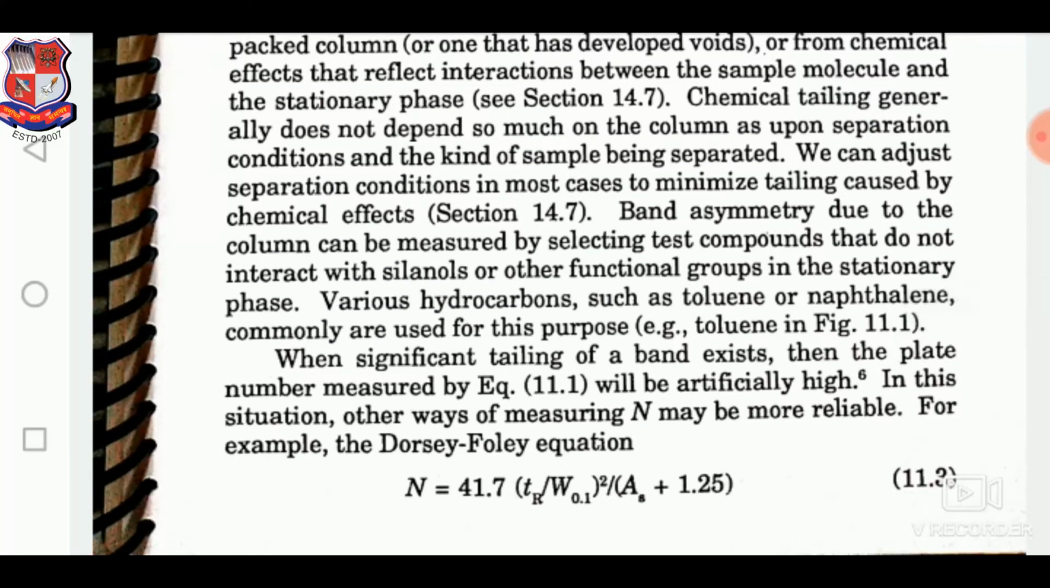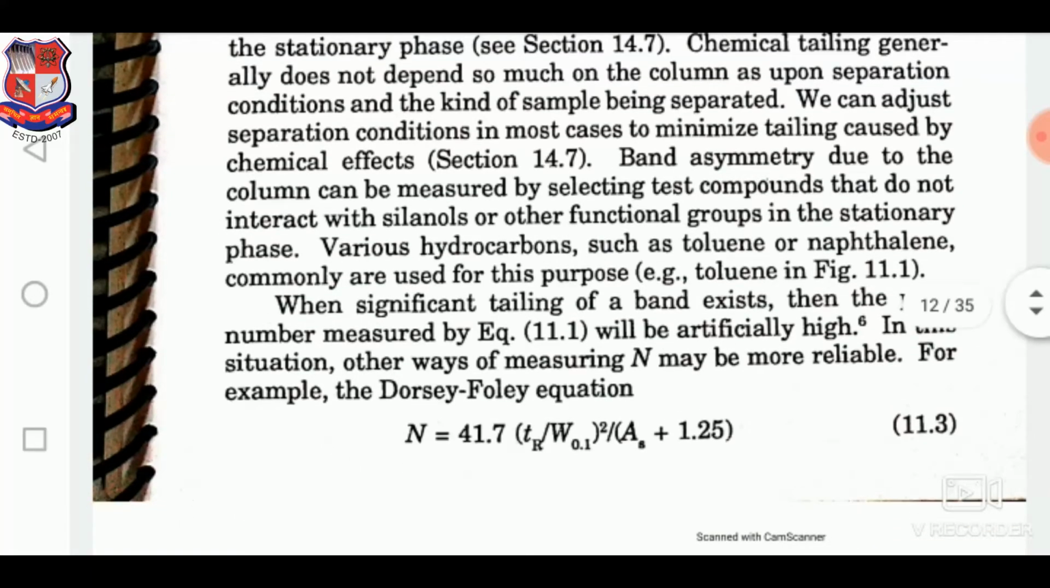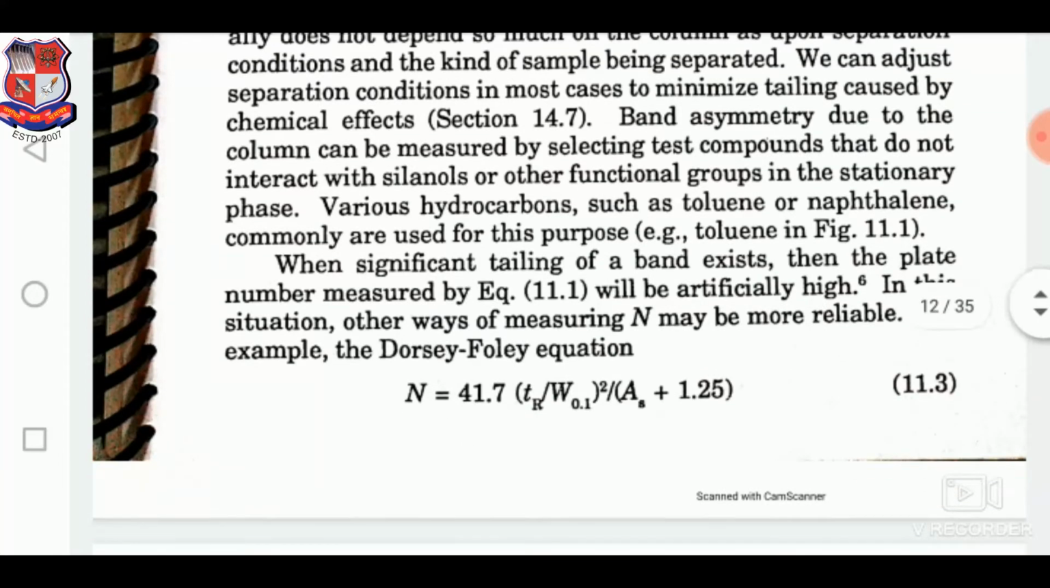Band asymmetry due to the column can be measured by selecting test compounds that do not interact with silanols or other functional groups in the stationary phase. Various hydrocarbons such as toluene and naphthalene commonly are used for this purpose. When significant tailing of a band exists, then the plate number measured by the equation that we have already seen will be artificially high. In this situation, other ways of measuring N may be more reliable.